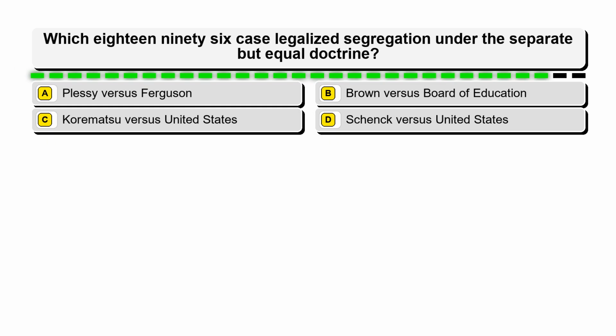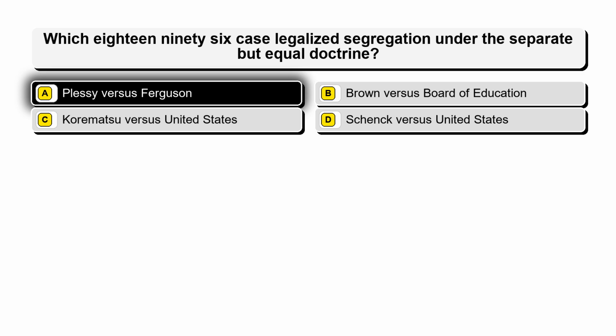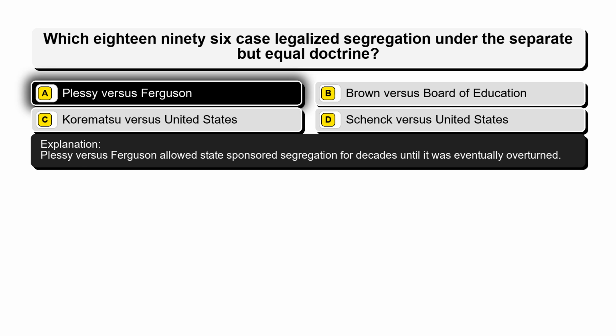Question 67. Which 1896 case legalized segregation under the separate but equal doctrine? Option A, Plessy vs. Ferguson. Option B, Brown vs. Board of Education. Option C, Korematsu vs. United States. Option D, Schenck vs. United States. The correct answer is option A, Plessy vs. Ferguson. Plessy vs. Ferguson allowed state-sponsored segregation for decades until it was eventually overturned.